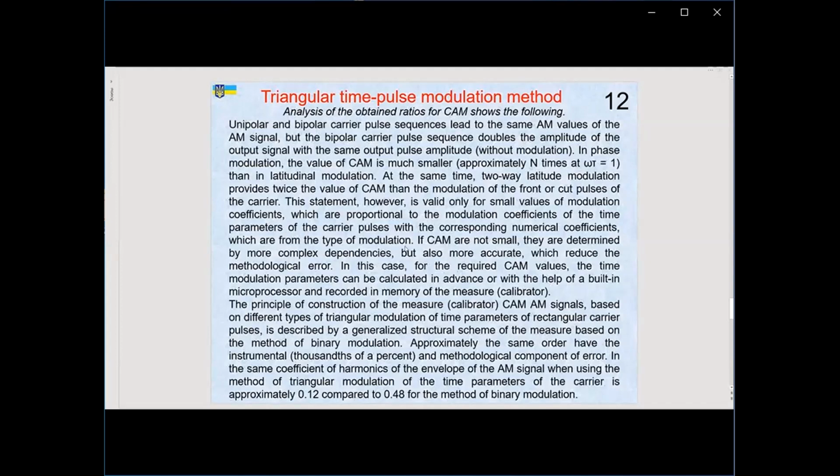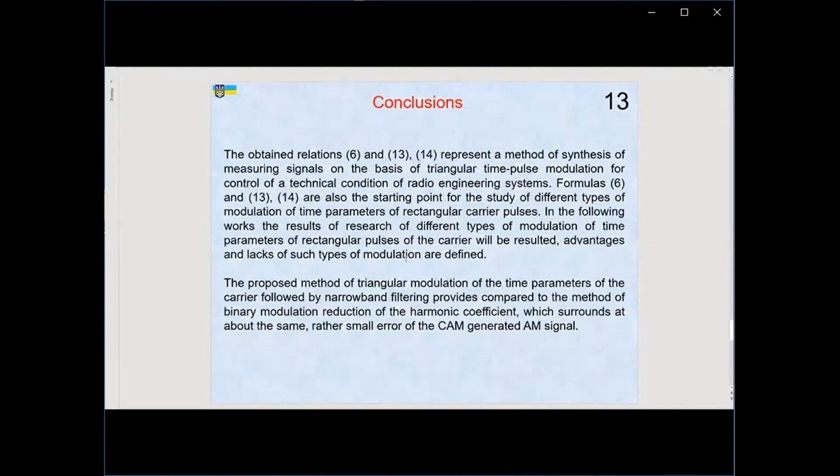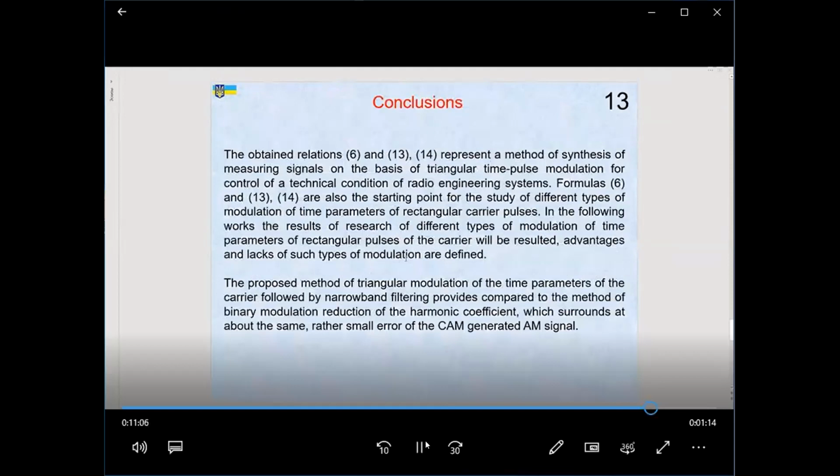In the same coefficient, the harmonic of the envelope of the IM signal when using the method of triangular modulation of the time parameter of the carrier is approximately 0.20 compared to 0.48 for the method of binary modulation. The obtained formulas 6 and 30, 40 and the method of synthesis of measuring signals based on triangular time pulse modulation are for control of the technical conditions of radio equipment systems.